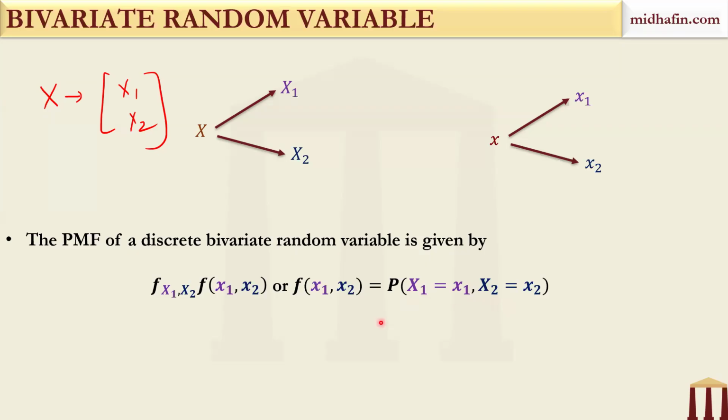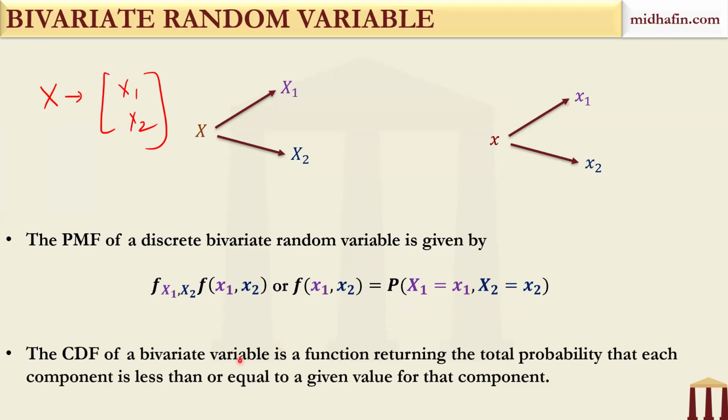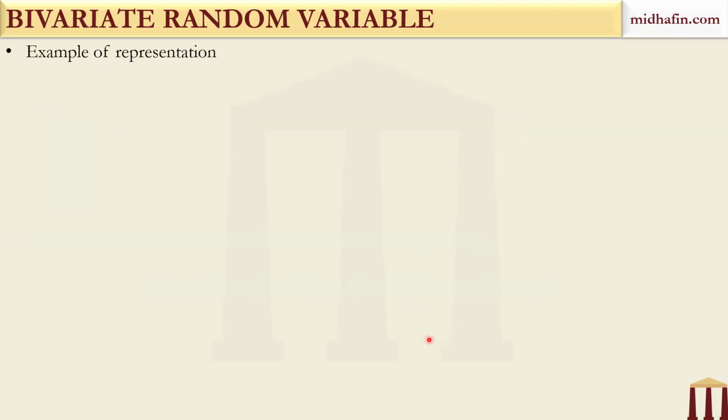Now what is CDF? CDF is the same idea. The CDF of any bivariate random variable is a function returning the total probability that each of the two components is less than or equal to a given value for the component. Okay, so let's take an example of the representation.